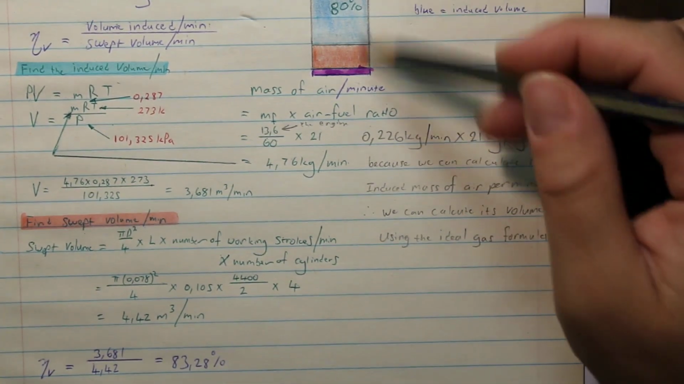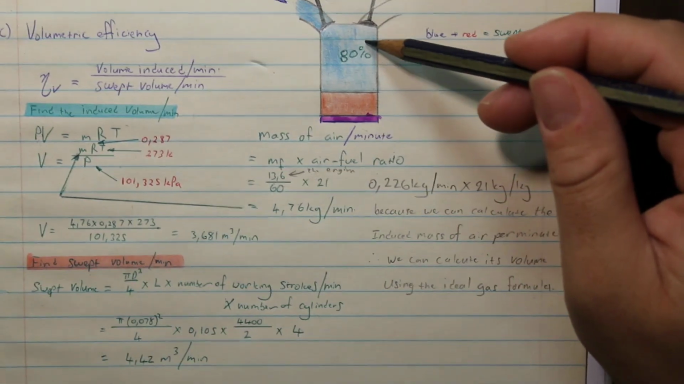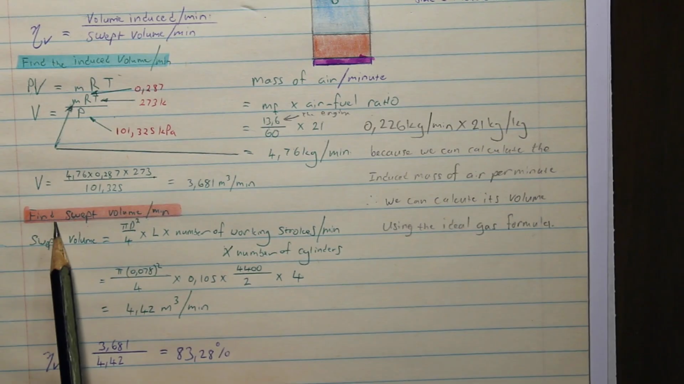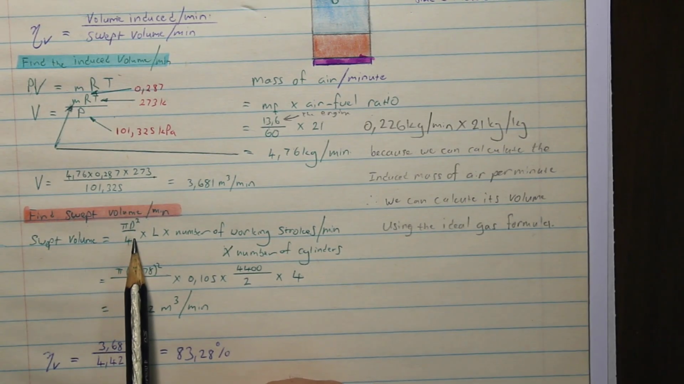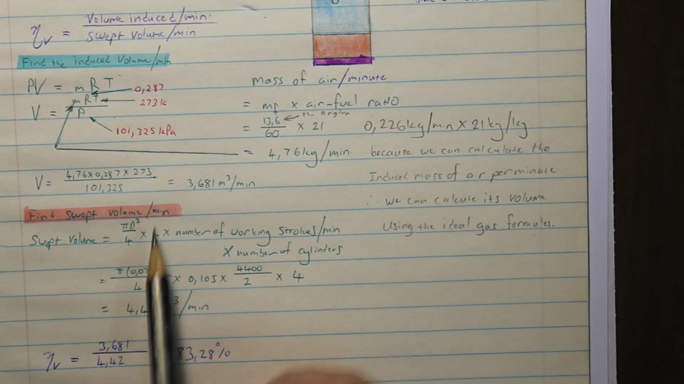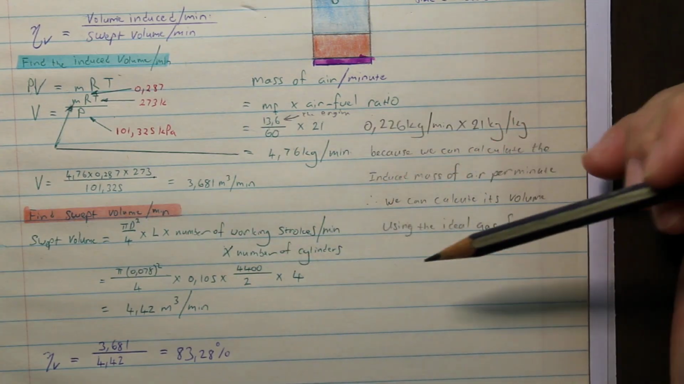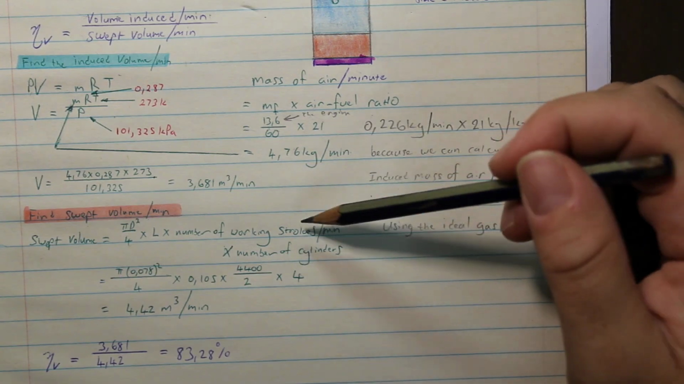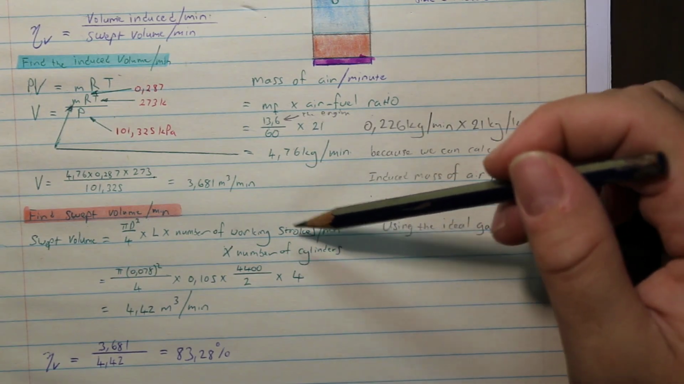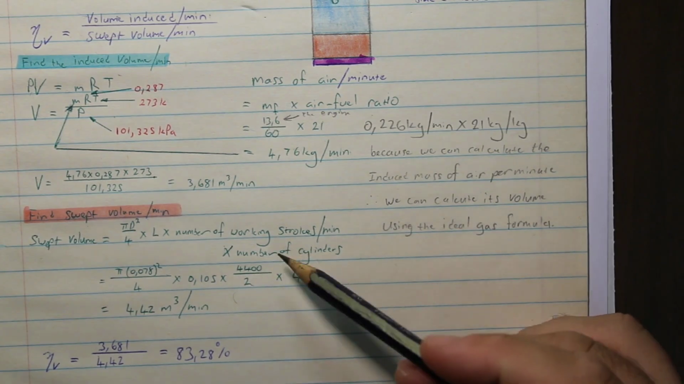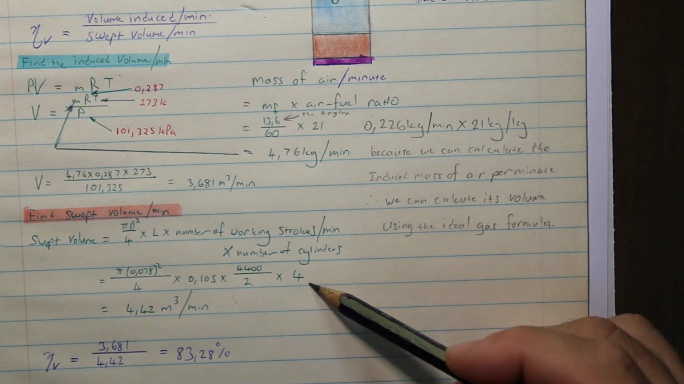All right, now how do we get the swept volume, which will be the total? You can see the blue plus the red. So the swept volume now, I've made that in red. It's going to be the area of the cylinder, pi d squared over 4, times the length of the stroke, which they gave us as well, times the number of working strokes, and remember that's going to be 4,400 divided by 2 because it's a 4-cylinder engine, times the number of cylinders, which is 4 cylinders.